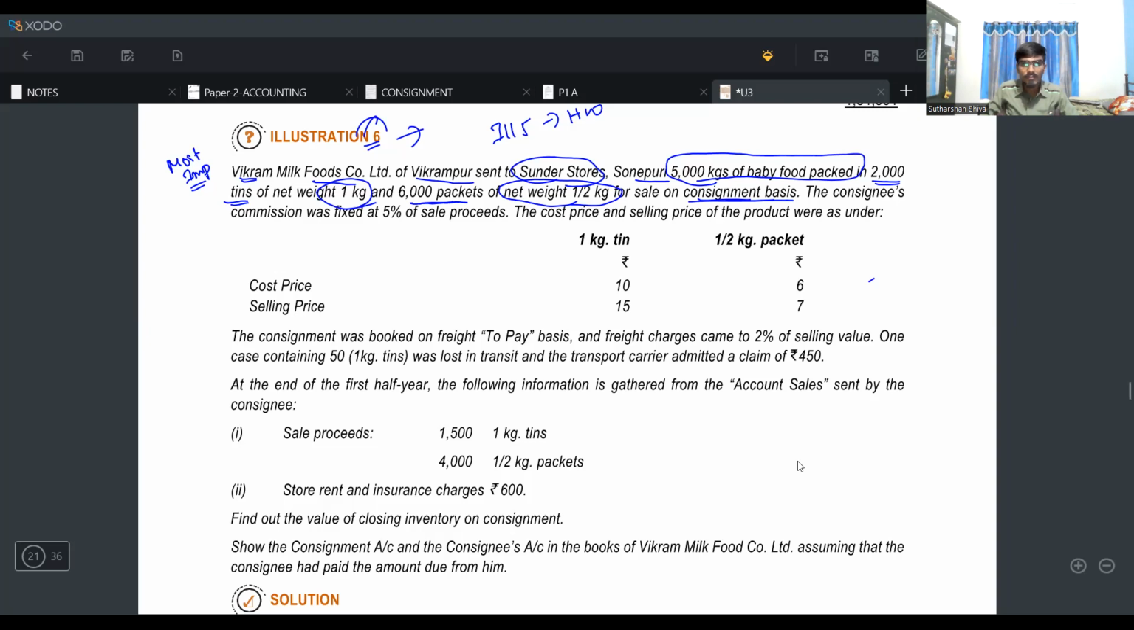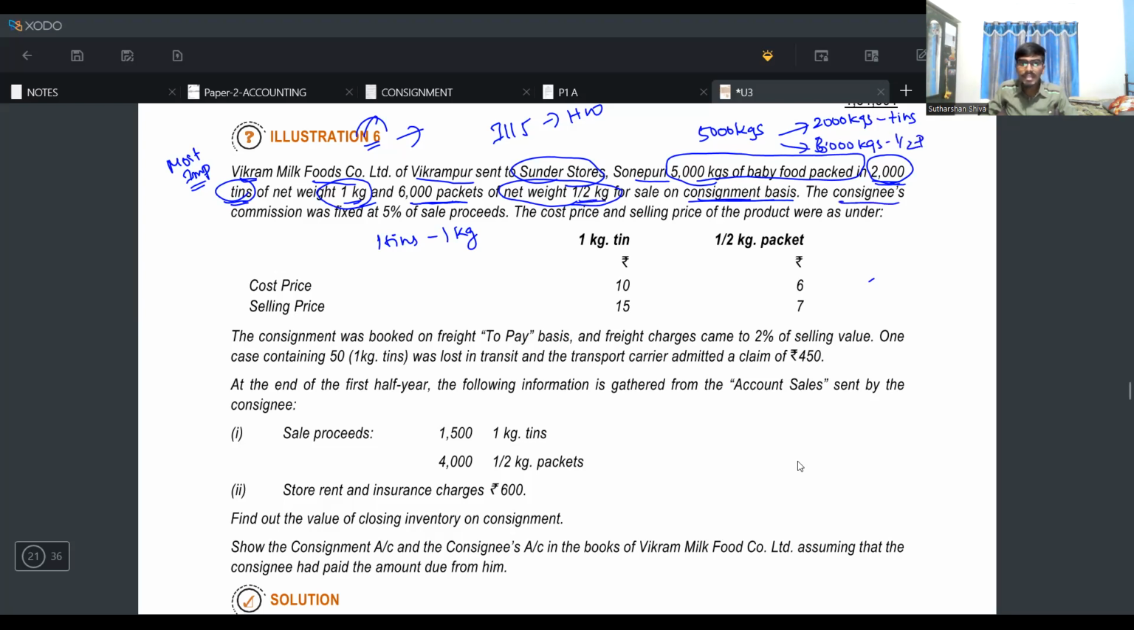There is no issue regarding it. Vikram of Malipur, total 5,000 kgs is there. This 5,000 kgs they divide as 2,000 tins of net weight of 1 kg. One tin's net weight is 1 kg, so similarly 2,000 here. Then 6,000 half-kg packets. In packets, half of kg, they make 6,000 packets. All these they bifurcate from the 5,000.